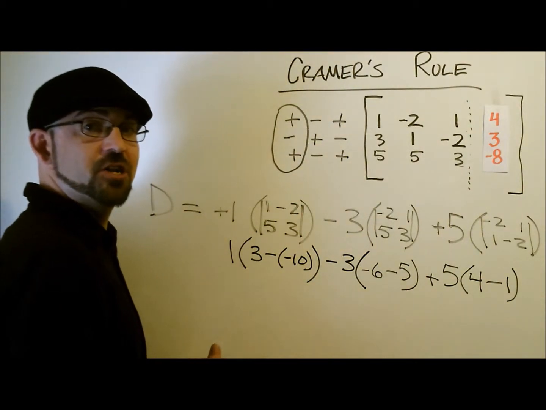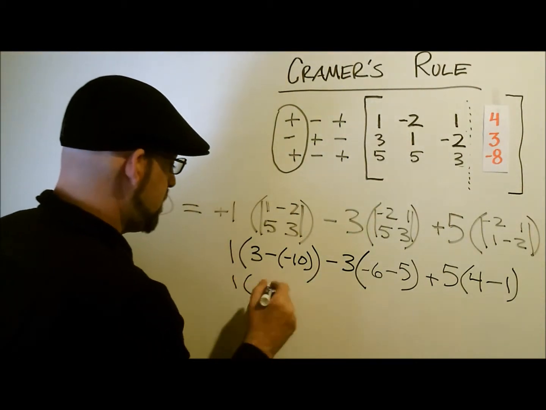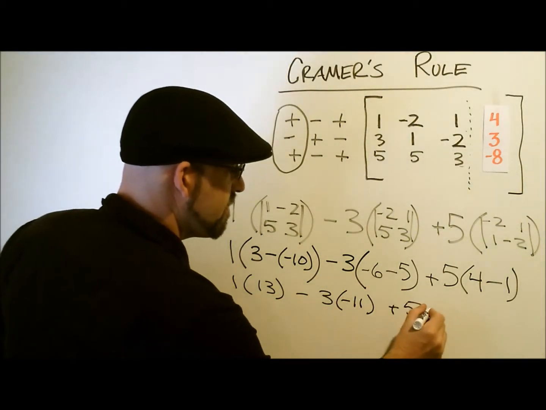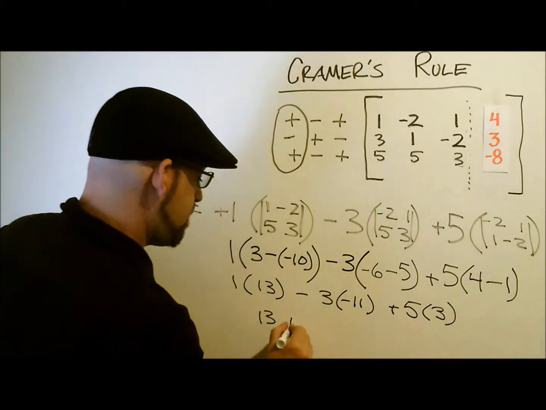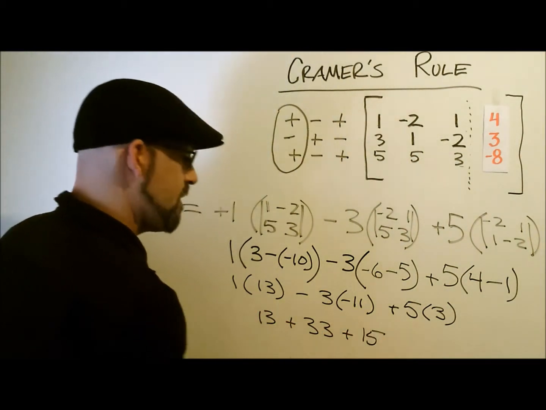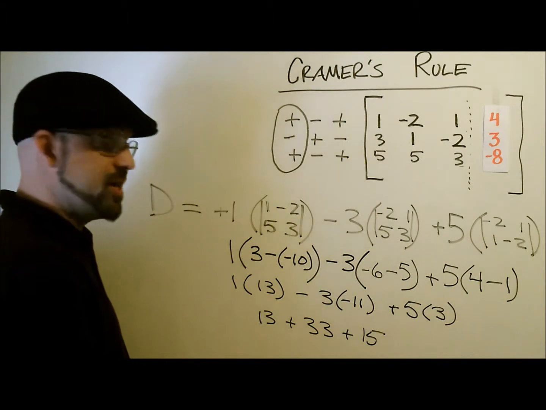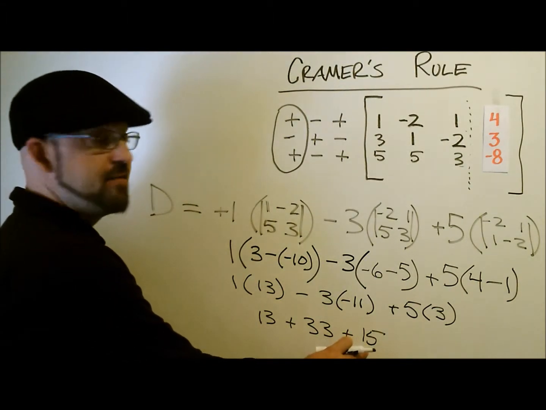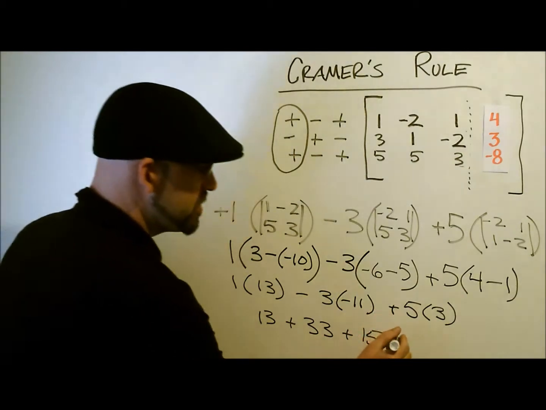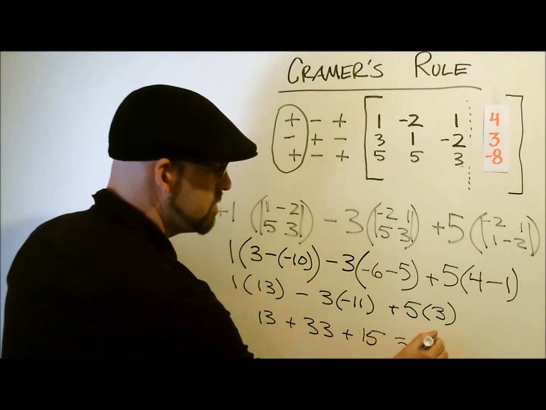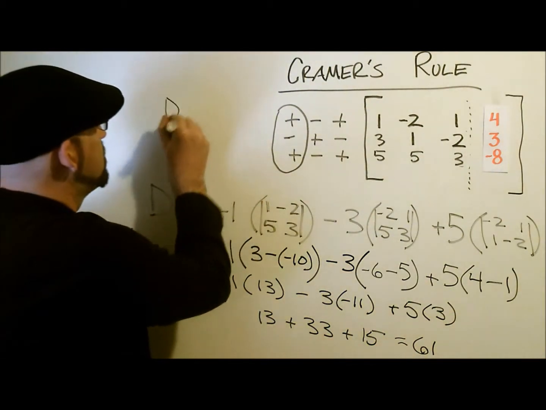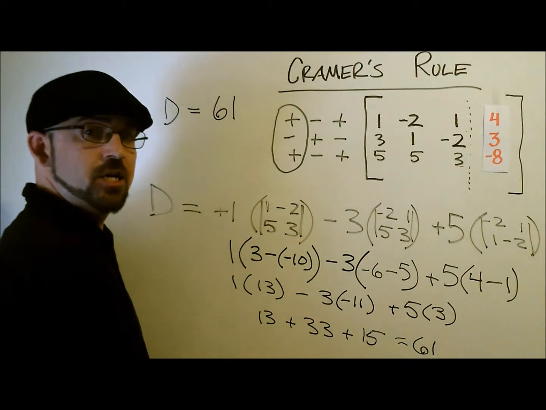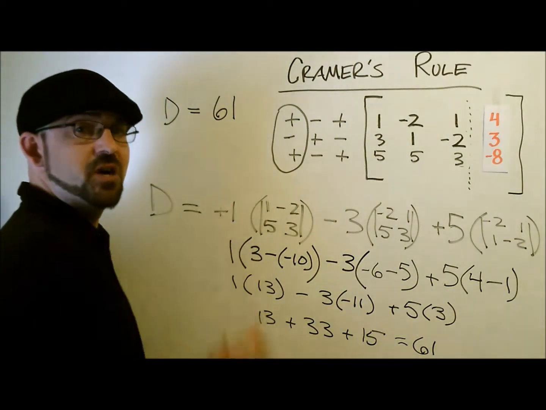Let's solve for the overall determinant. Our overall determinant then, 13 plus 33 plus 15, that equals 61. Our overall determinant equals 61. I'll just put that number off to the side because we're going to need it later on.